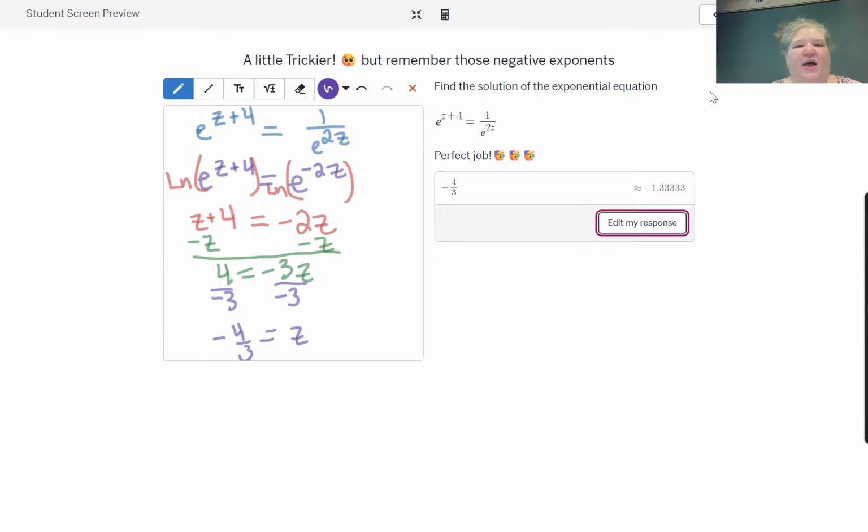So what questions do y'all have on how these exponential equations have worked so far? All right, so we just did 5 examples where we could rewrite the equation in terms of the same base and then cancel the bases out.